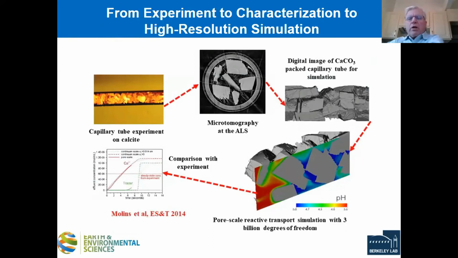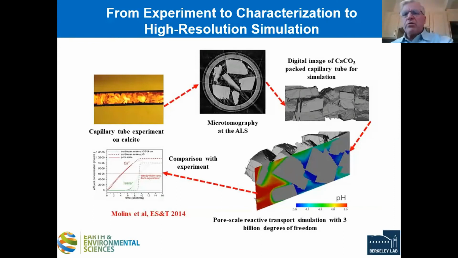So we've done a lot of work on this, mainly in an Energy Frontier Research Center, trying to develop a sort of workflow that goes all the way from characterization to pore scale modeling. We actually set up in the upper left there a capillary tube experiment, a fancy version of a column experiment. With my eyesight, I can barely even see the experiment, a good reason for me to stay out of the lab. But then we take that experiment, where we pump reactive fluid through and collect effluent, just like we would with a normal column experiment.